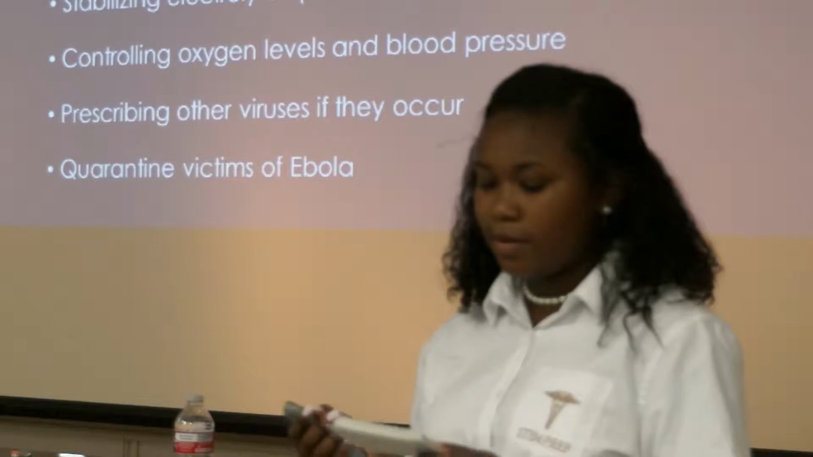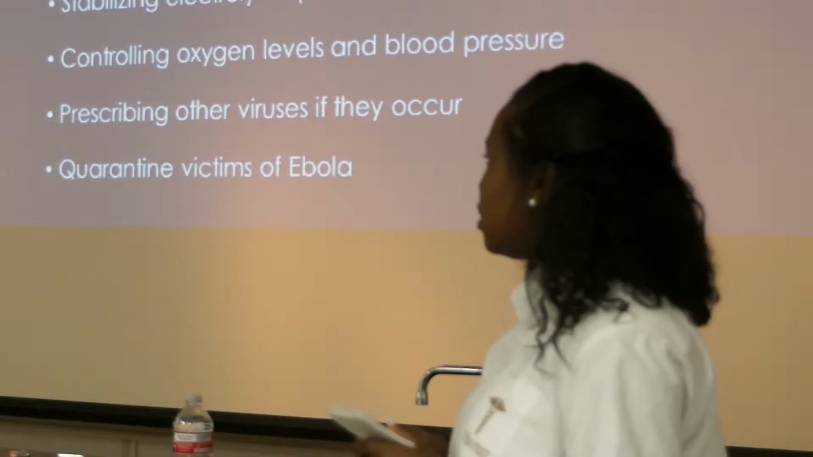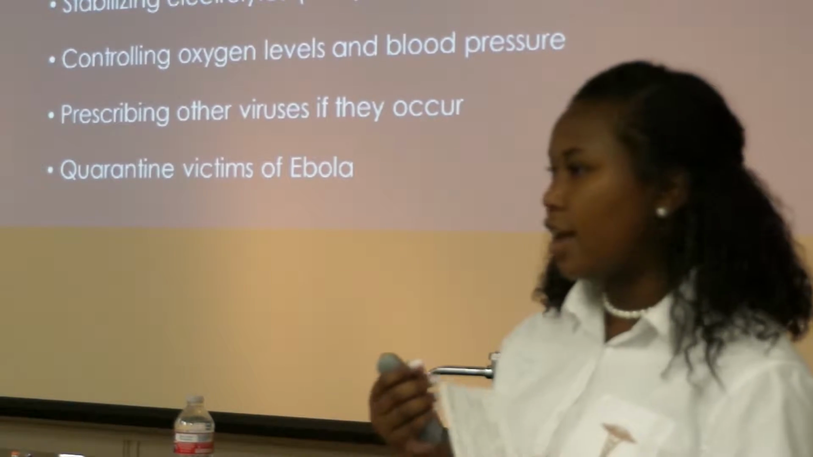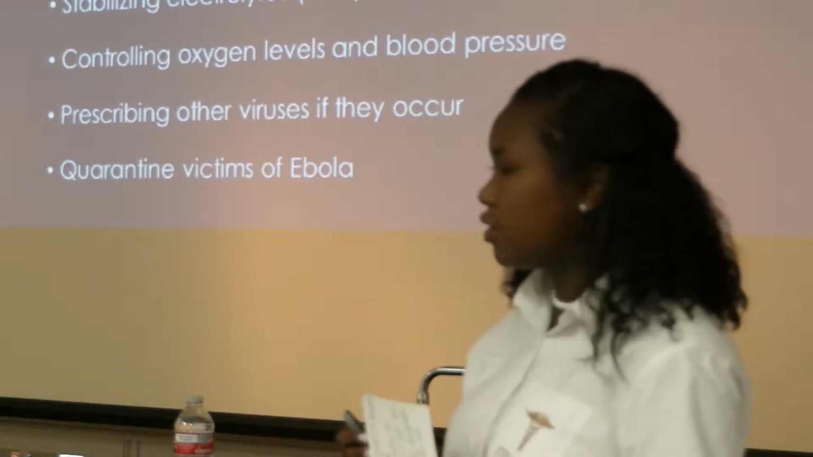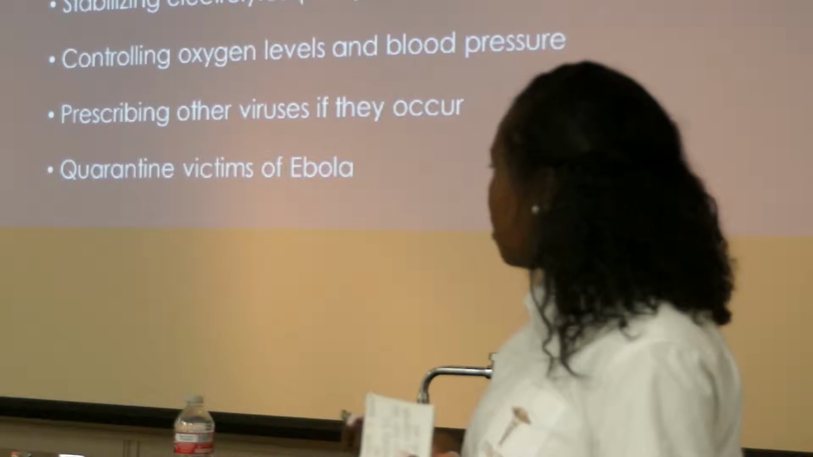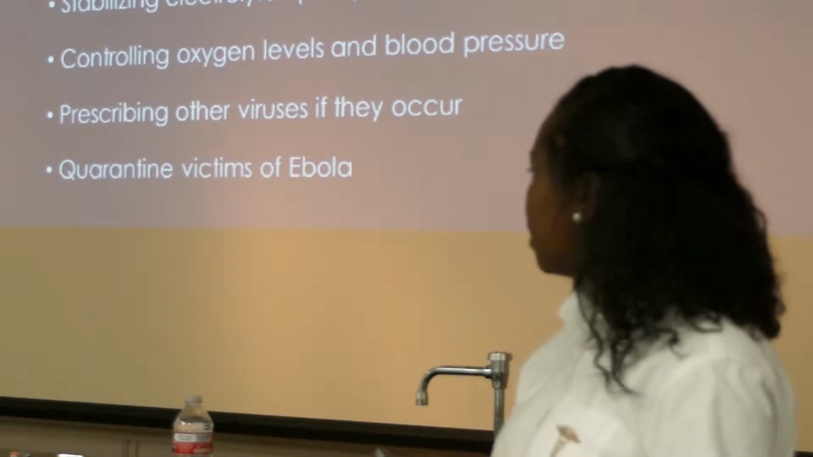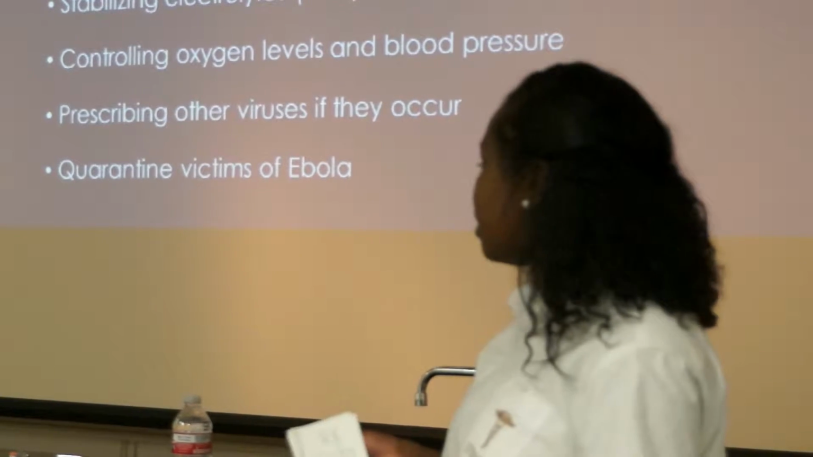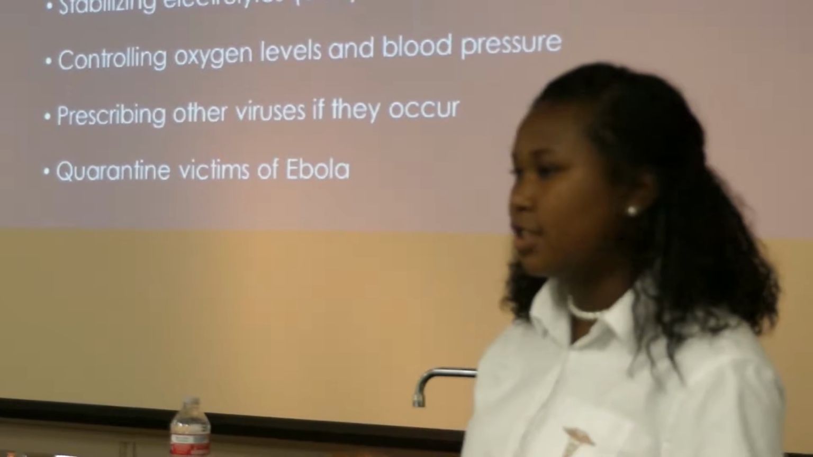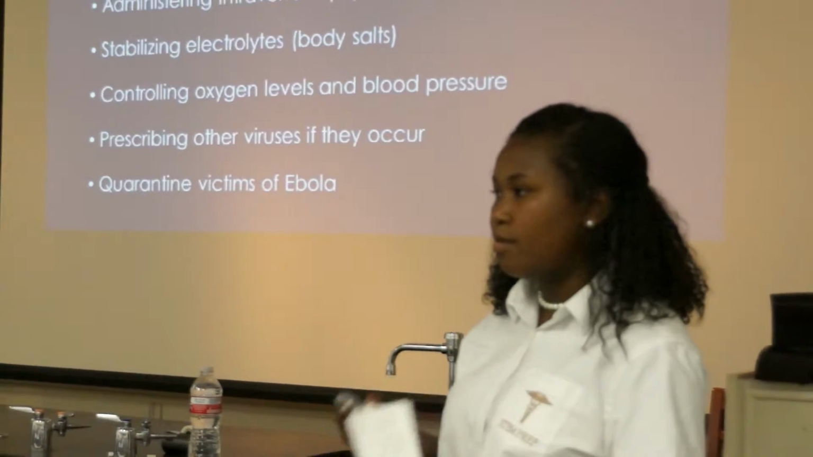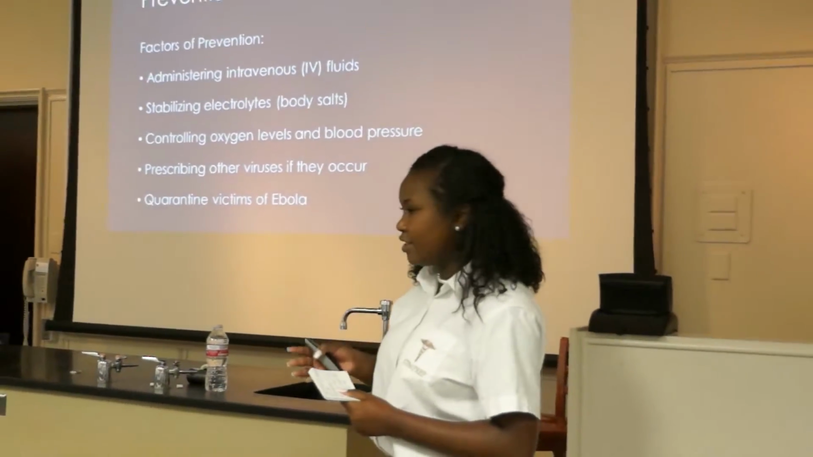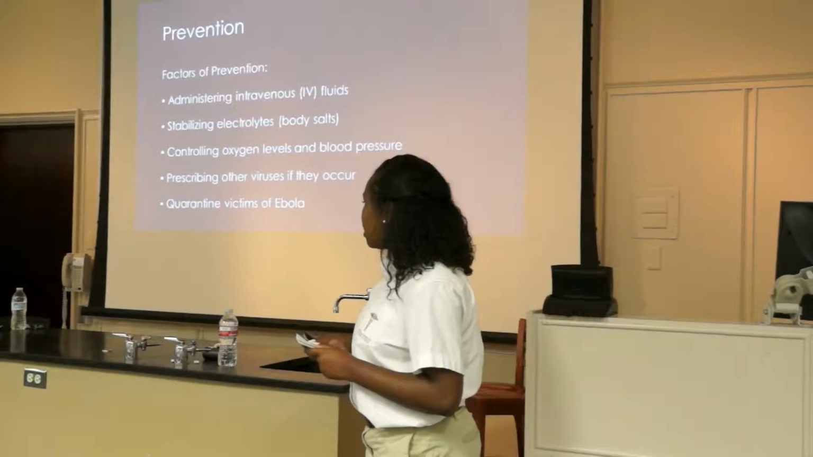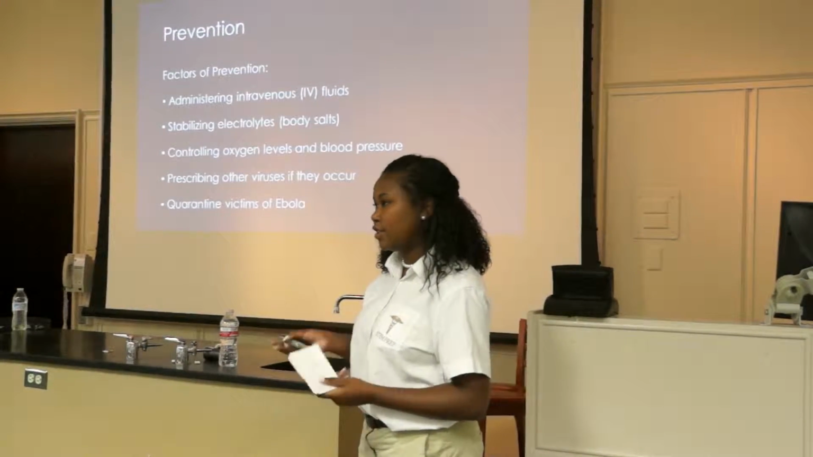Prevention. Some factors of prevention are, in some of the severe cases, you can administer intravenous IV fluids, also stabilize electrolytes, or also control oxygen levels and blood pressure, and treat other infections if they occur, because other infections can impact Ebola even more, and also simply quarantining victims of Ebola.